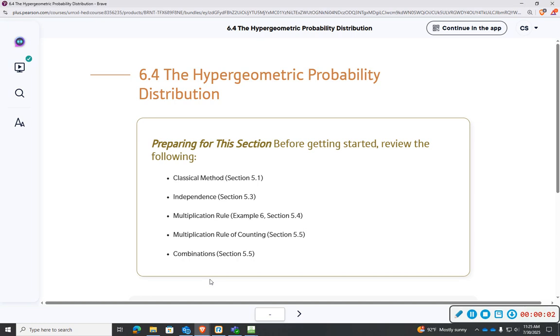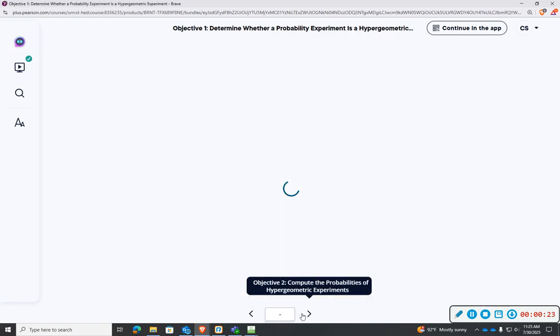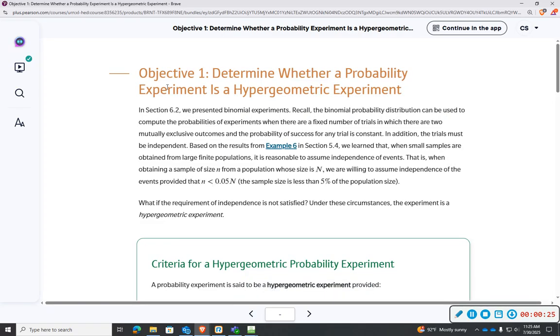Today we're going to be looking at section 6.4, hypergeometric probability distribution. We have a few things to note before we get started. It wants you to review the classical method, independence, multiplication rule, rule for counting, and combinations. So we have a few objectives.